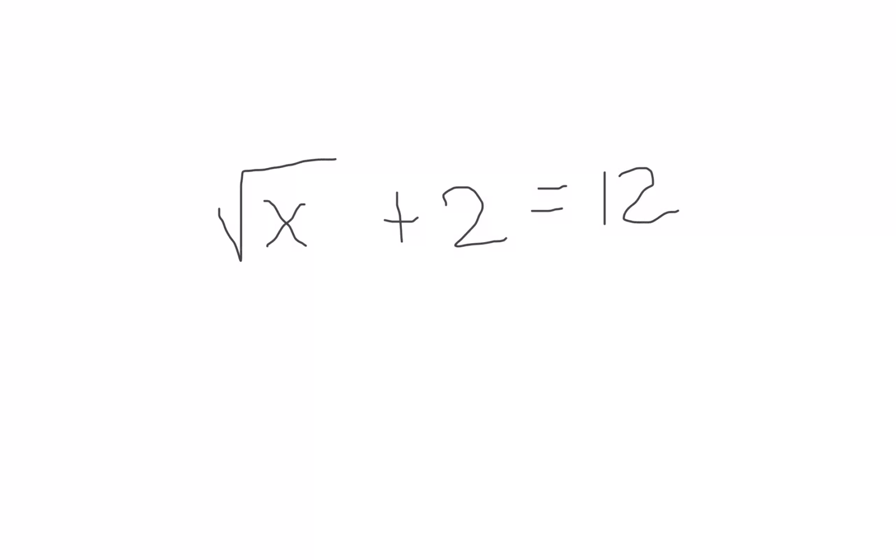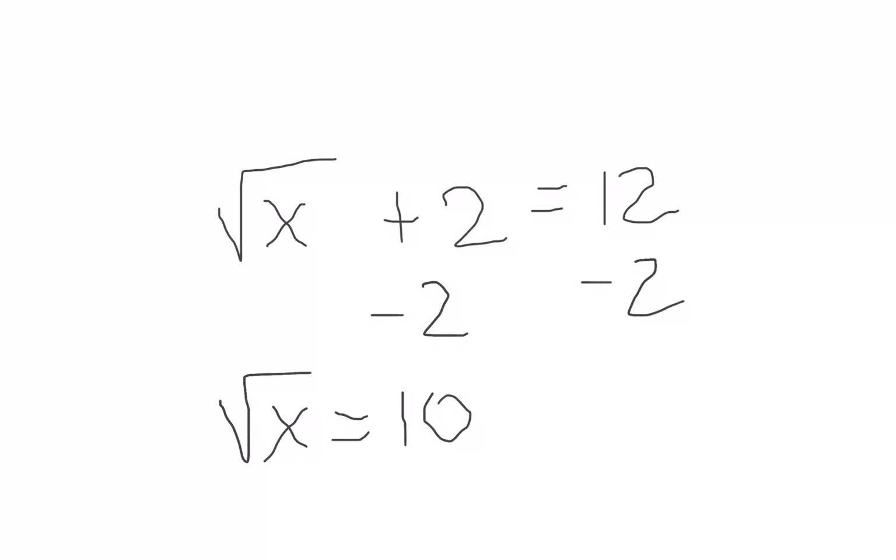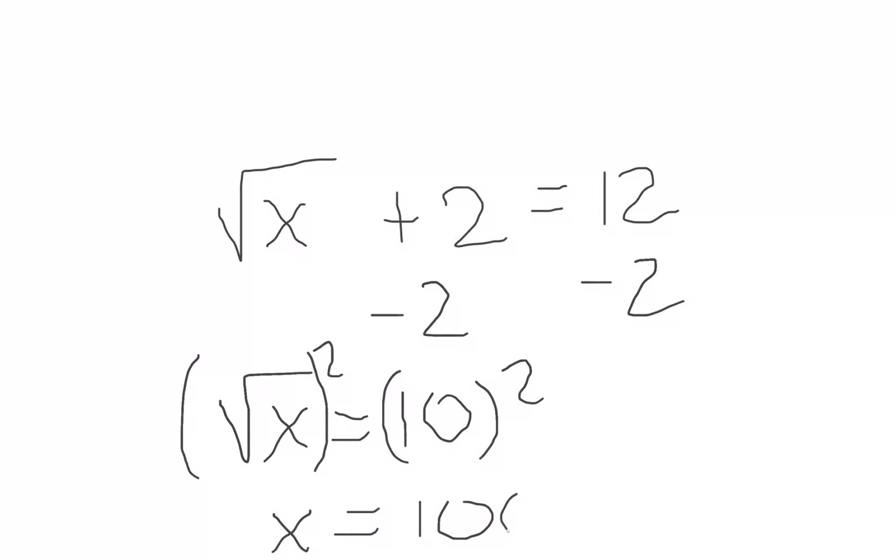For this problem, we'd like to solve for x. So I'm going to first get rid of the 2 and move it to the other side. Then I have the square root of x is equal to 10. Once I get to here, I'm going to undo that square root by squaring both sides. So I'll get my answer to be x equals 100.